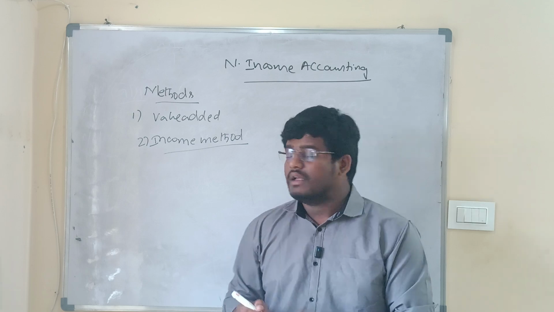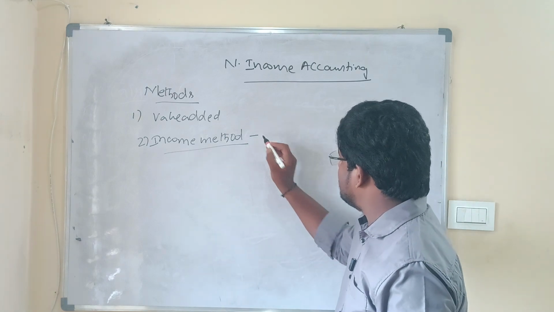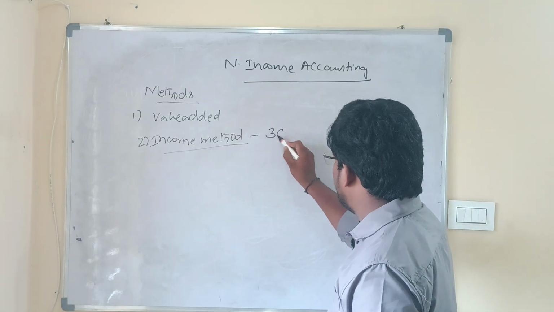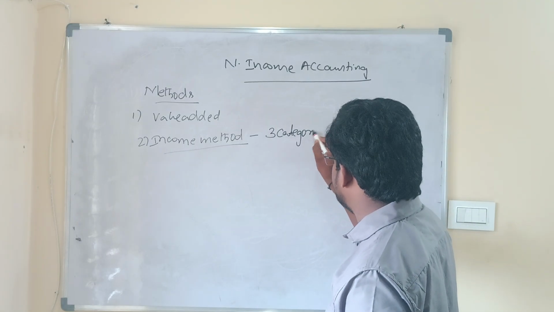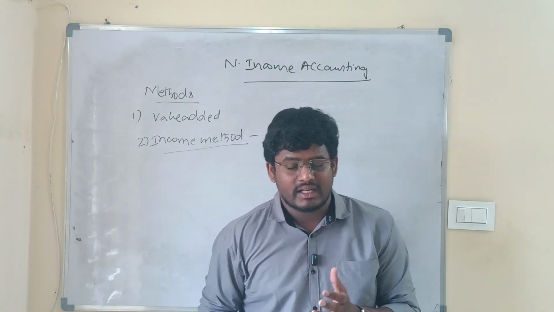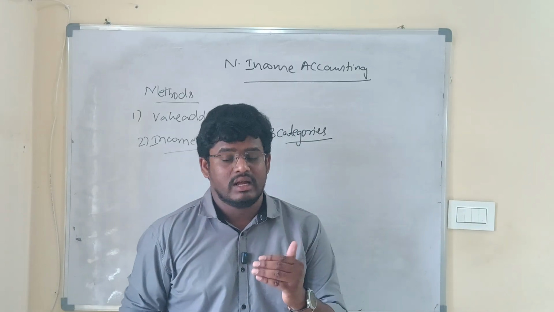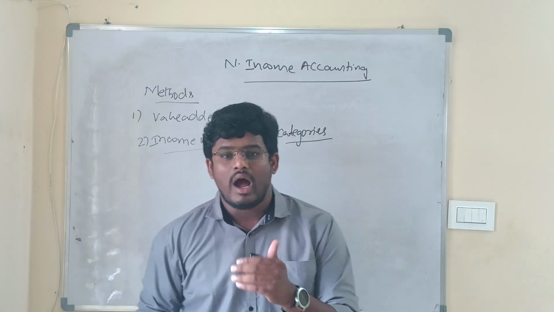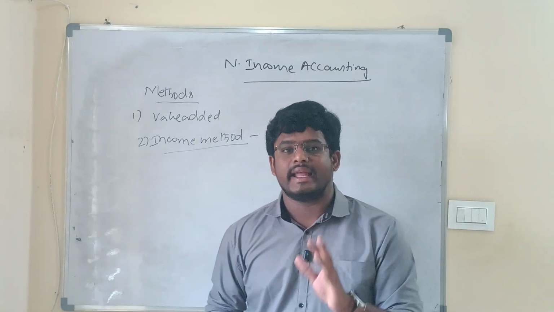Now in this video we are going to continue with the second part of the income method. Here, the income method divides the GDP into three categories. When I say the income method divides the GDP into three categories, it means the factor incomes are of three types, or the income method divides the factor incomes into three categories. And now we are going to discuss what those three categories are.